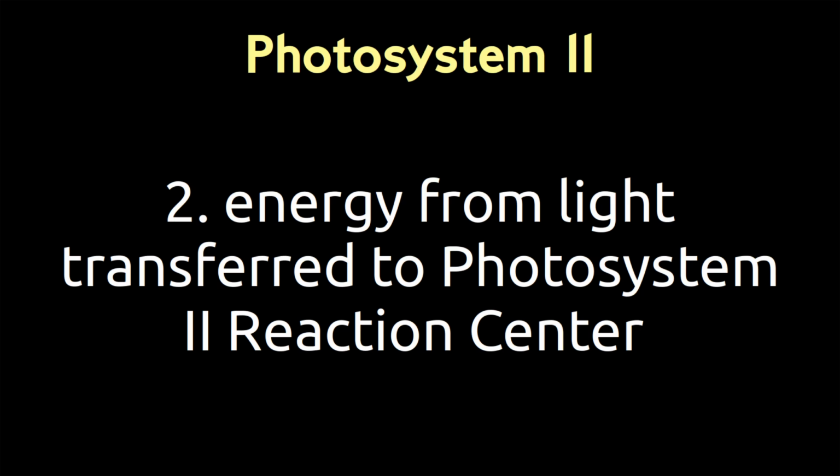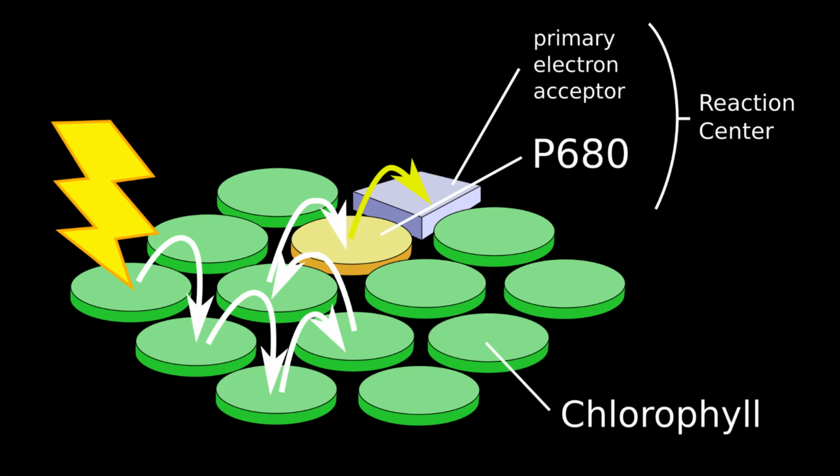Okay, so let's take a brief look at how this works. What you're looking at here is a little diagram of a photosystem. All these green discs represent chlorophyll molecules, very specific chlorophyll molecules. We have another type of chlorophyll here called P680, and then here's the primary electron acceptor. These two components are part of the reaction center. All of this through here is part of the light harvesting complex.